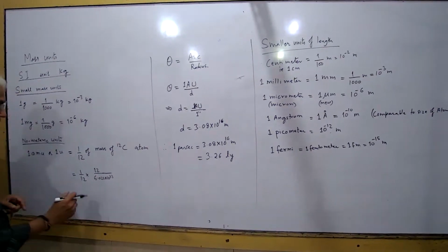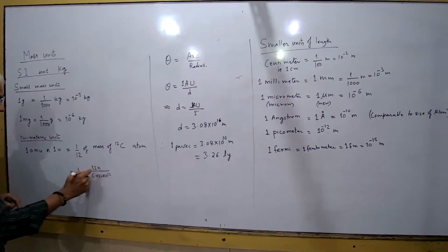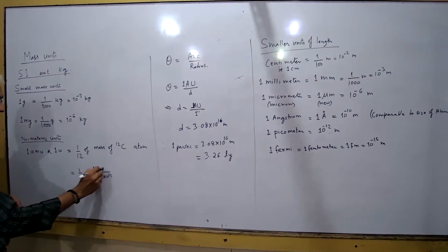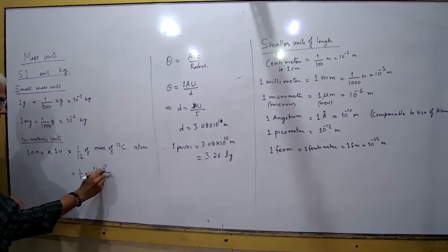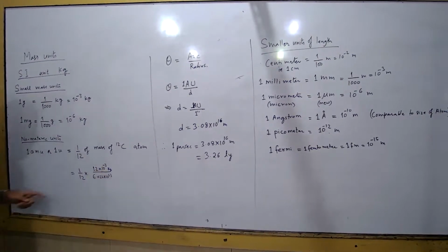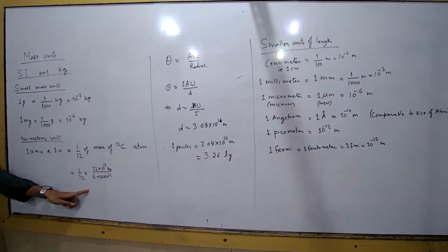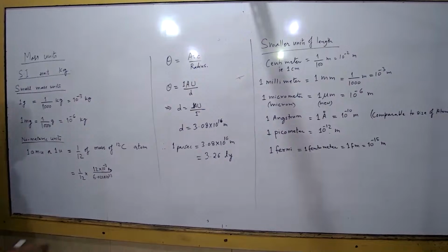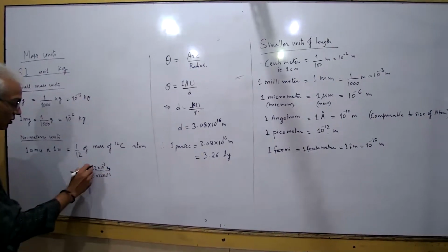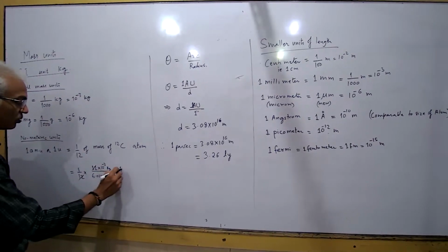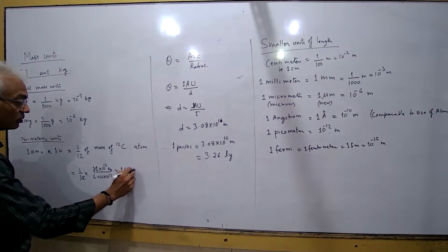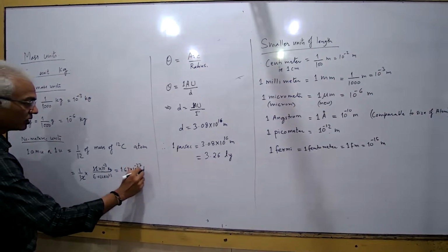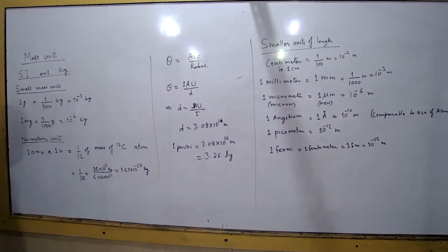Okay. So 12, you have to multiply. It is gram, so put it in kg. It will be 10 raised to minus 3 kg, right? So 1/12 of this. Okay. So how much does this become? When you solve this, you will get 1.67 into 10 raised to minus 27 kg. This is what you will get.